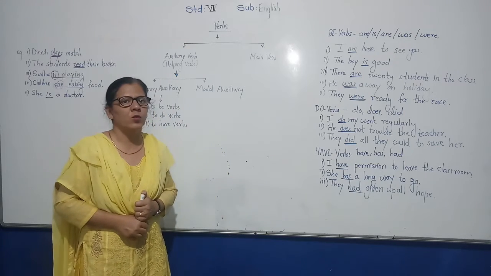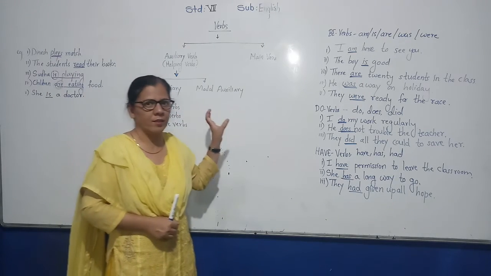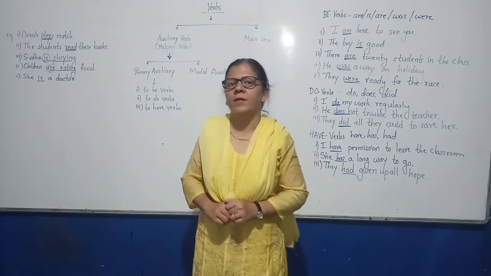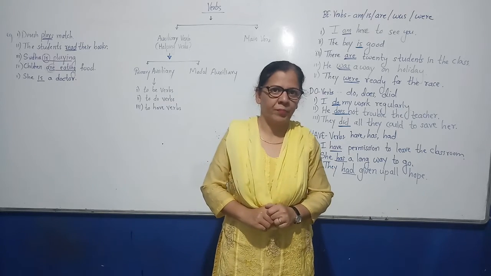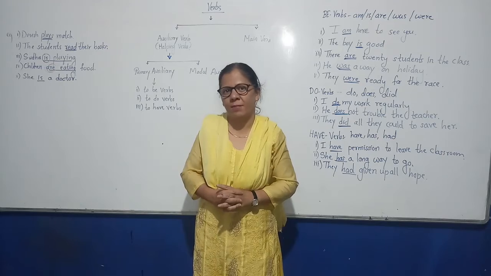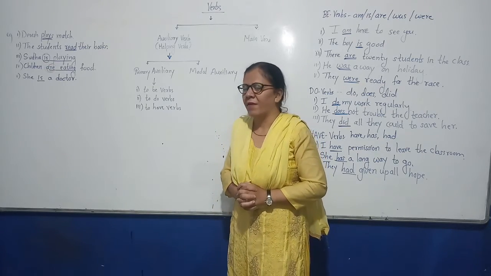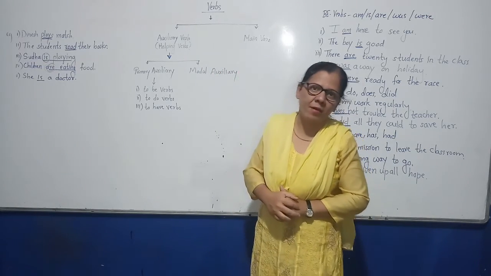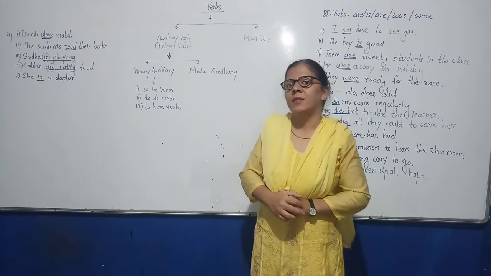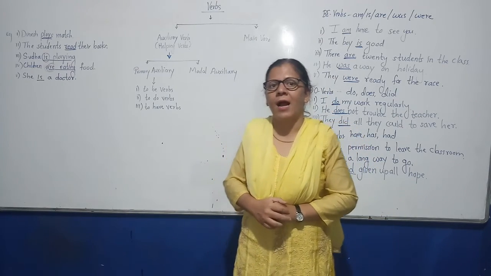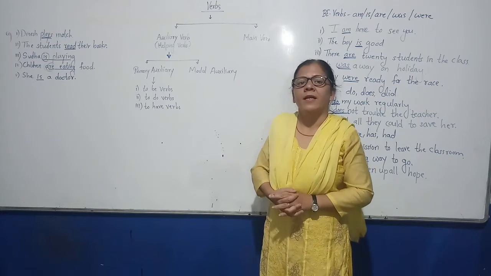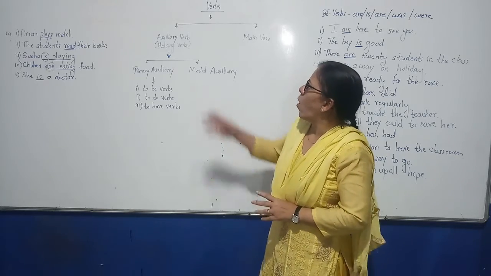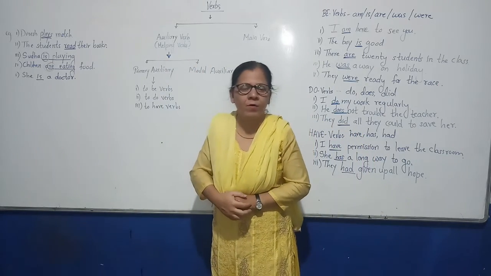I hope you have understood the concept of primary auxiliary. Okay? In this video, we have learned what is a verb. A verb is a word which tells us about the subject. And we have seen that verbs can be divided into auxiliary verbs and main verbs. Main verbs are the verbs which are independent in the sentence and carry out the meaning on their own. Auxiliary verbs are also called helping verbs.